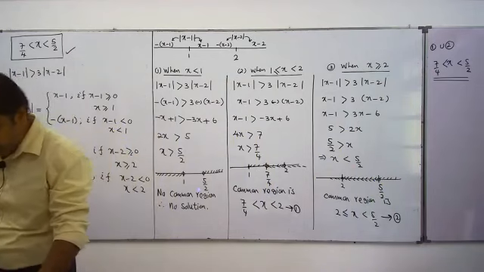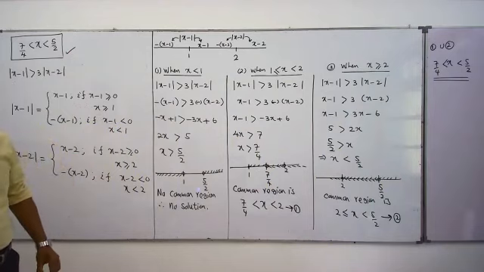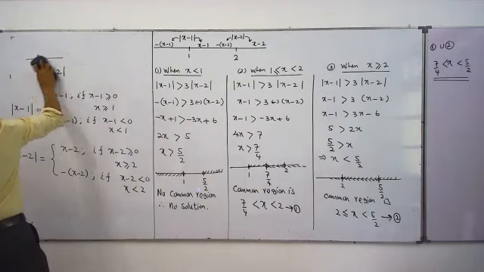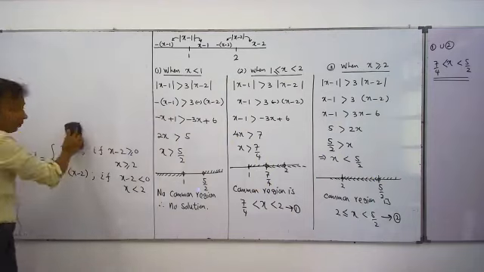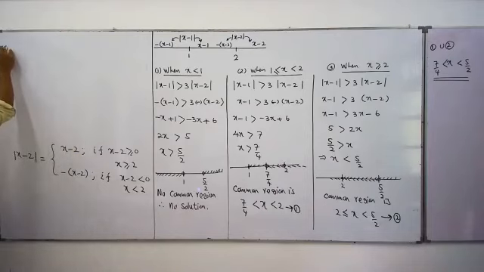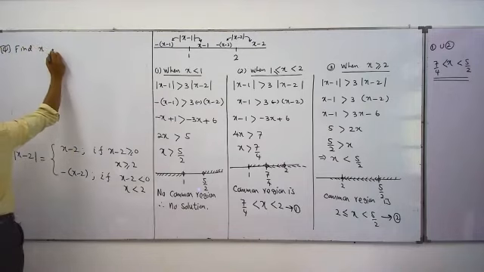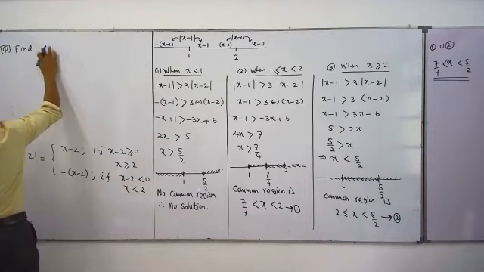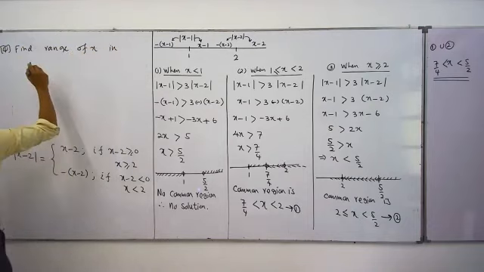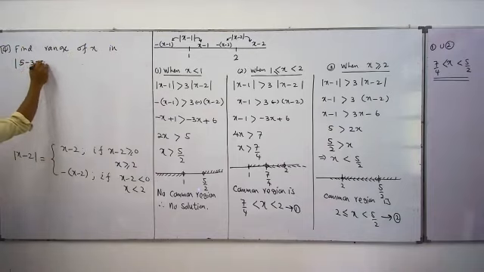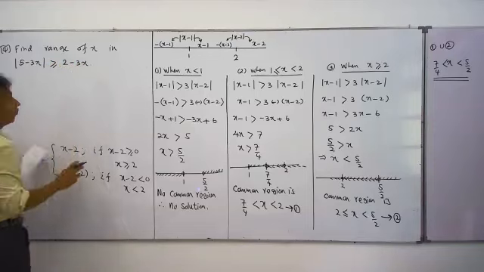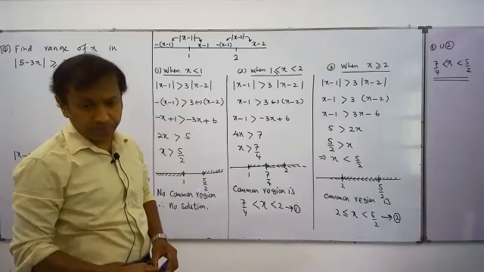Now we'll see the next one. Right. That is this. That question is this, people. Write on this question. Find the region of x. Range of x. Find range of x in modulus of 5 minus 3x greater than or equal to 2 minus 3x. Right. Try this question, people. Again, I'll give 2-3 minutes.